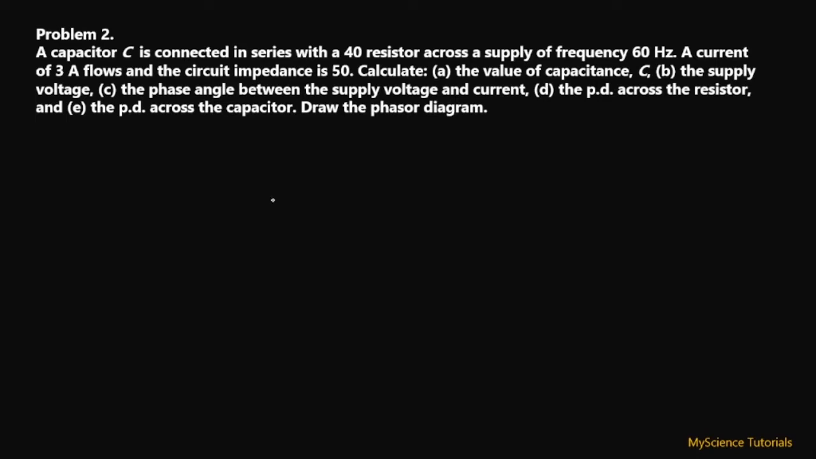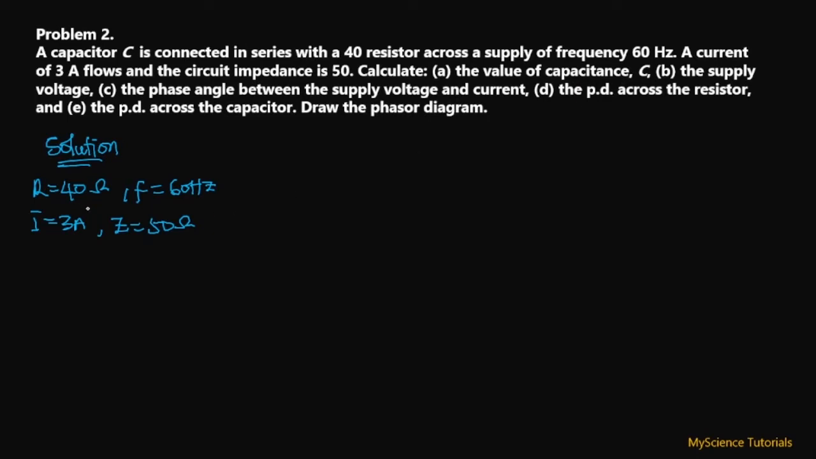So let's write down our solution. We have a capacitor connected in series with a 40 ohm resistor. So our resistance is 40 ohms, and our frequency is 60 Hz. We have a current of 3 amperes, and the impedance of the entire circuit we've been told is 50 ohms. Now we have to calculate the value of the capacitance C.